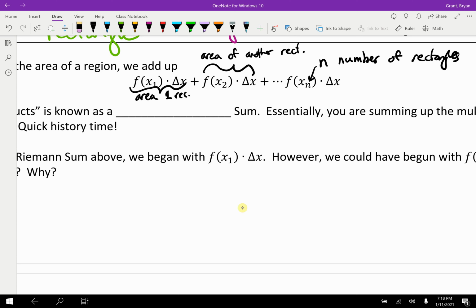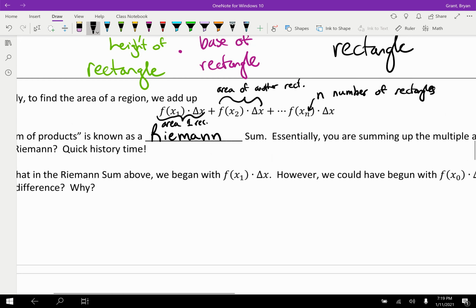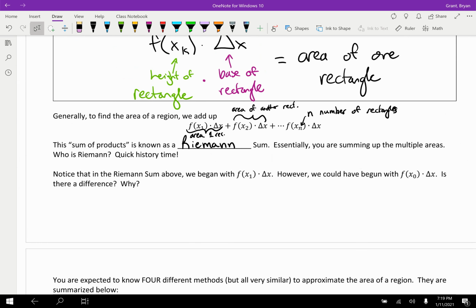This idea where we have a sum of products, where we are adding up multiple different products, is known as a Riemann sum. A Riemann sum is defined as the sum of areas. Who is Riemann? Well, he was a wonderful German fellow. He was born in the early 1800s, something like 1826. Bernhard Riemann. The guy was a genius.